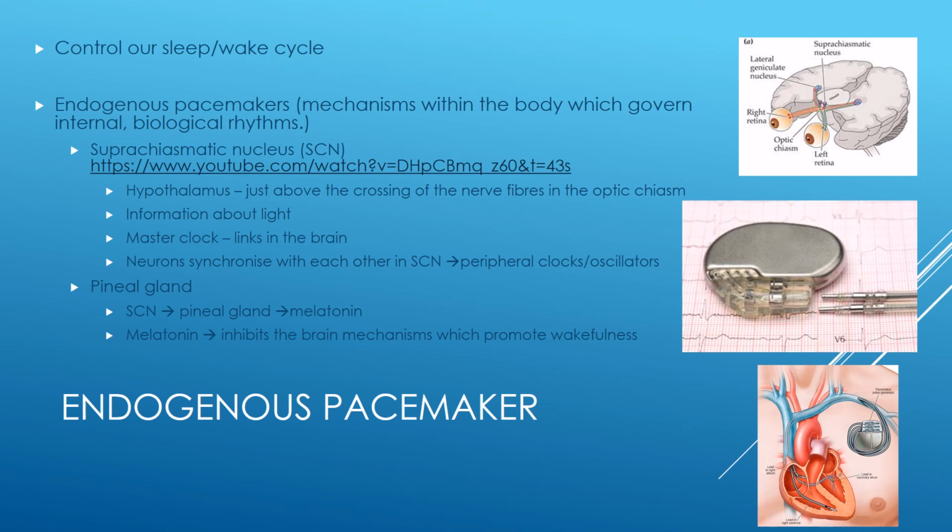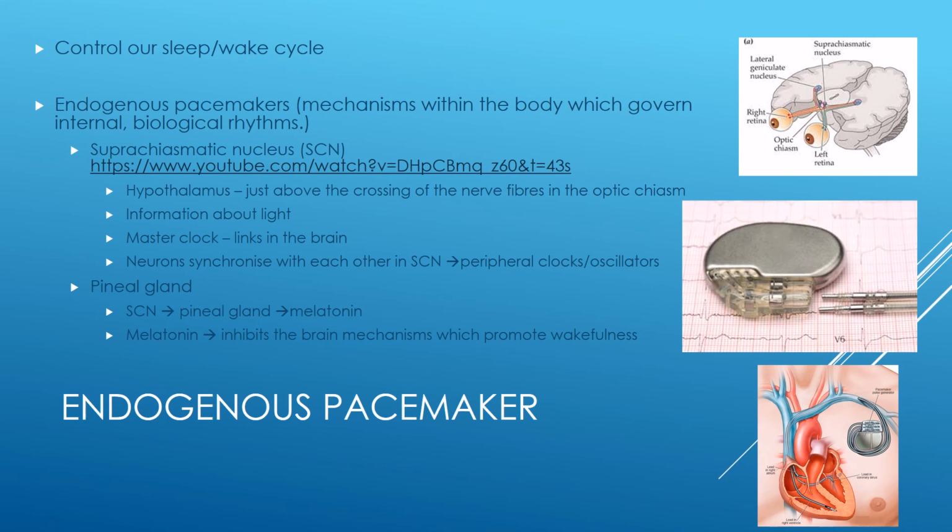You can also watch the YouTube video. There's a little bit of extended detail for anyone who's interested in biology or is struggling a little bit with this. It might be better to have a bit of additional content to have a think about. The SCN is in the hypothalamus, and it's just above the crossing of the nerve fibres in the optic chiasm, and that's why it's called what it's called as well.